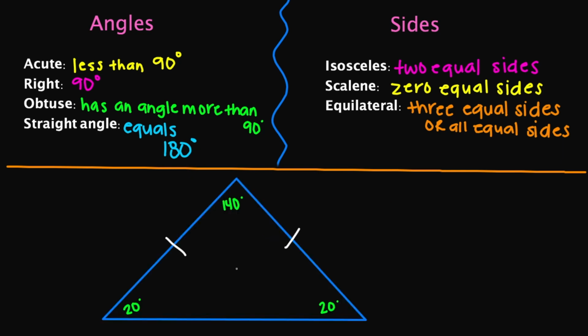Let's look at this example here. Let's look at my angles. I have 140 degrees, 20 degrees, and another 20 degrees. Since one of my angles here is greater than 90, which is here, this is an example so far of an obtuse triangle. Now let's look at the length of their sides. I do have indicators here letting me know that these two sides are equal. Since I have two equal sides, this is an example of an isosceles triangle. And if I combine the two, this is an obtuse isosceles triangle.